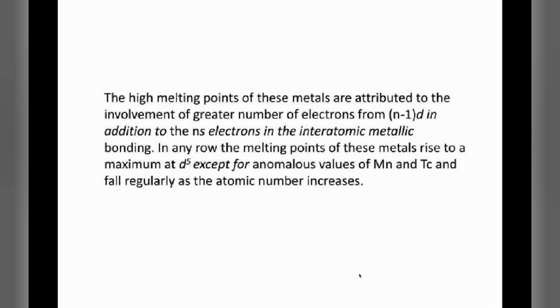And why do these metals have high melting points? Because of the involvement of electrons from the (n-1)d in bond formation in addition to the ns electrons. In any row the melting point rises to the maximum at d5, but some metals like Mn and Tc show anomalous values, and the melting points also fall regularly as the atomic number increases.